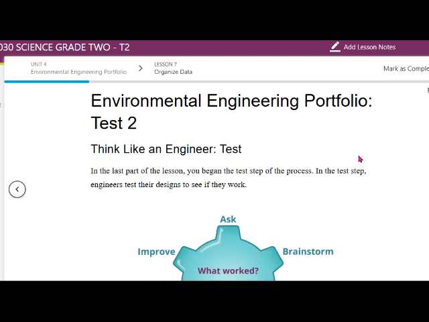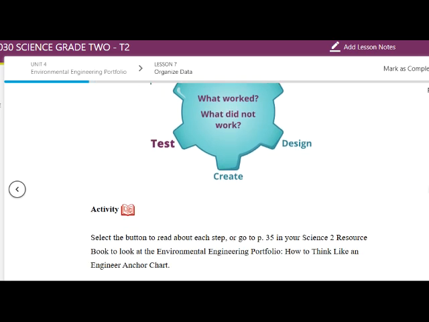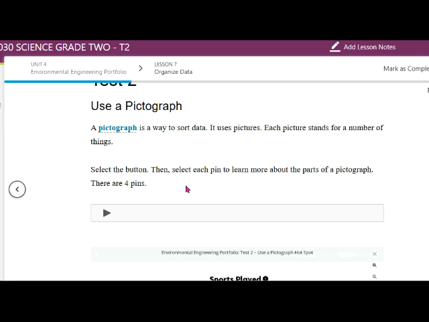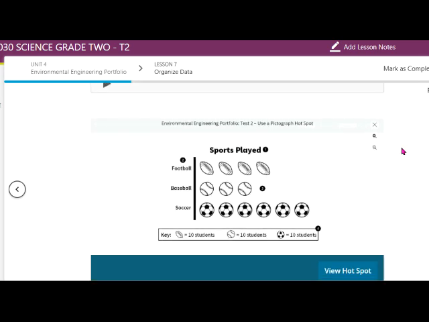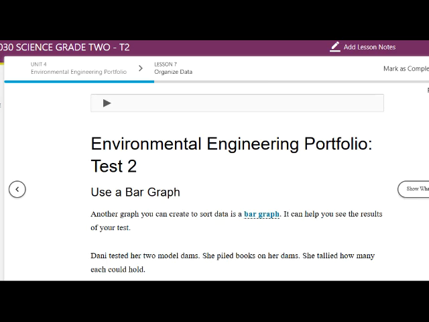In the last part of the lesson, you began the test step of the process. In the test step, engineers test their designs to see if they work. So we're still there right now. We're still on the test step as well. A pictograph is a way to sort data. It uses pictures. Each picture stands for a number of things. Select the button, then select each pin to learn more about the parts of a pictograph. There are 4 pins. So click on these different pins and look at this pictograph and it will tell you more about it. You can see the key down here too, which is very important.